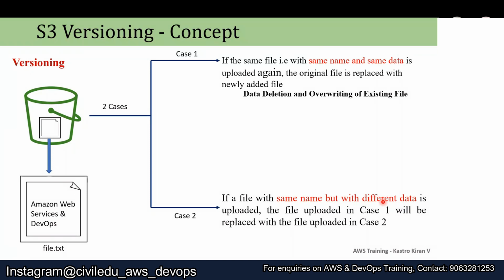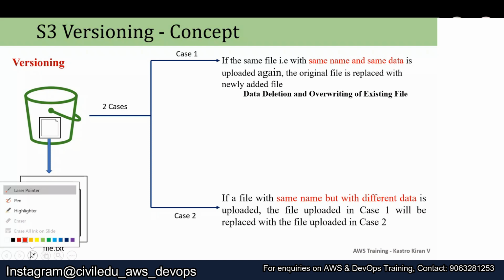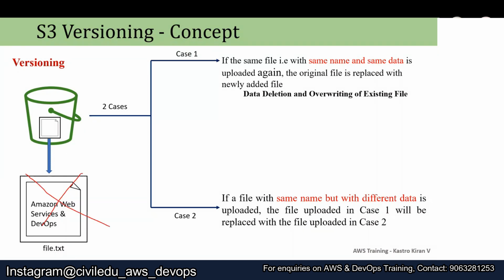So here also what will happen, since the file name is the same, AWS will replace the already existing file. Now, which is the already existing file? This file has got deleted when I uploaded the same name in case one. So that means this file is no longer available. If you consider this as the original file, it is no longer available. Whatever file we uploaded in case one is available now.